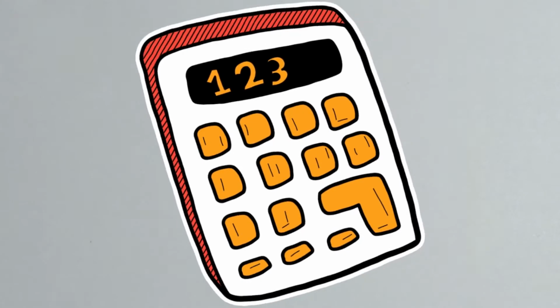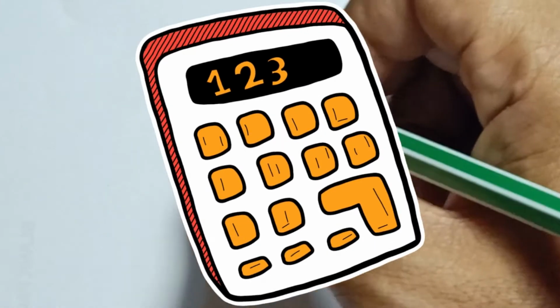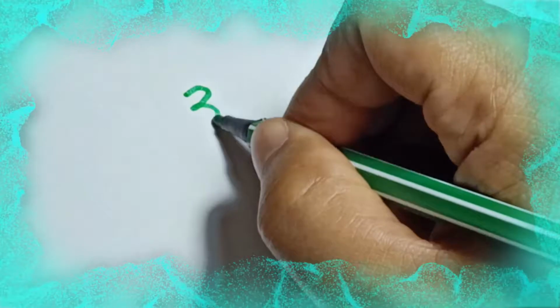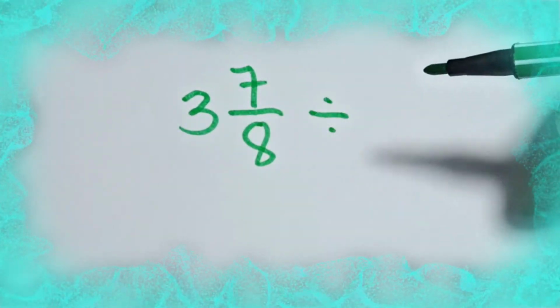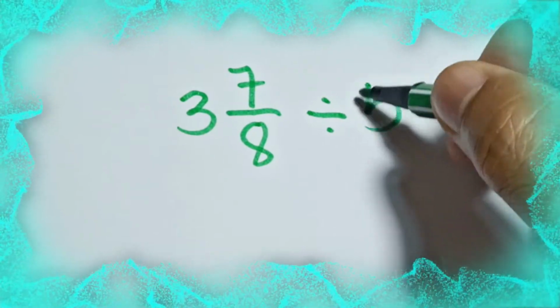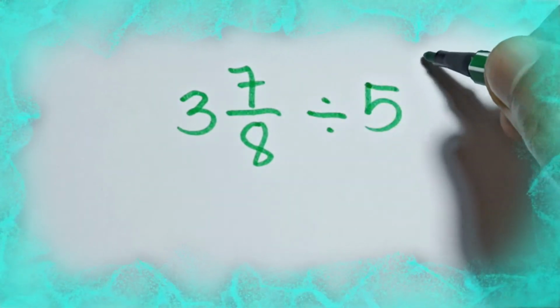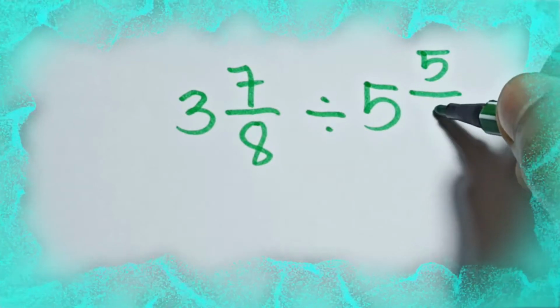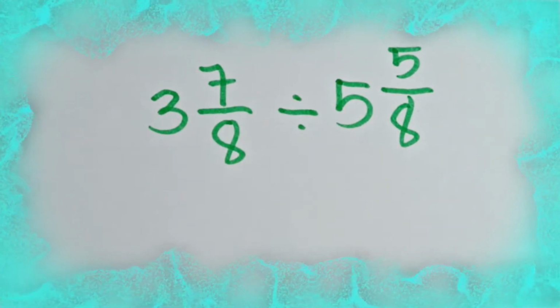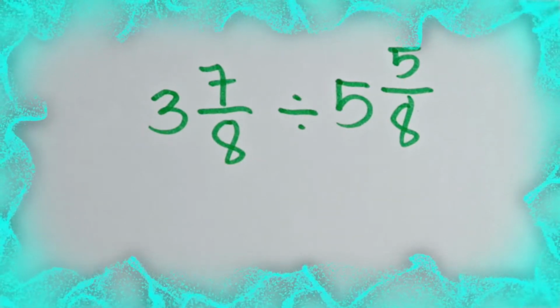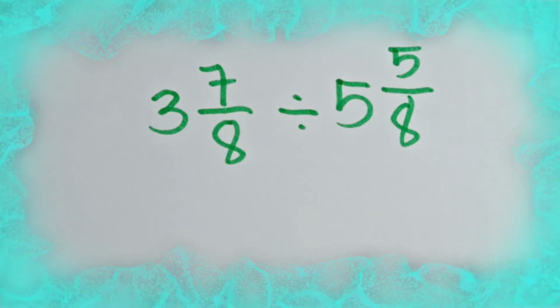Okay, so how to divide mixed numbers. For example, if you have 3 and 7/8 divided by, let's say, 5 and 5/8. Okay, that is our mixed number. So the first step is to convert the mixed numbers into improper fractions.